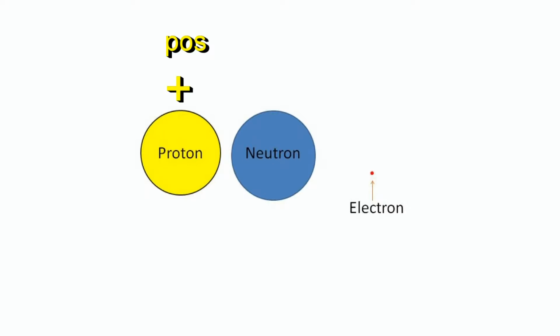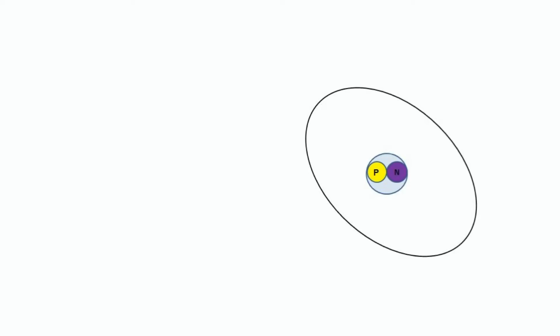The proton has a positive electrical charge, but the neutron has no charge at all. It's neutral, and that's why it's named the neutron. The electron, as you would guess from its name, does have an electrical charge, but it is the opposite of the proton. The electron has a negative electrical charge.